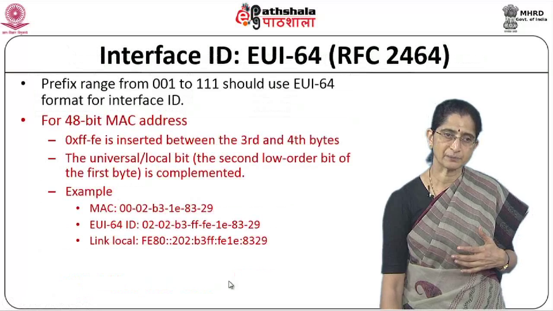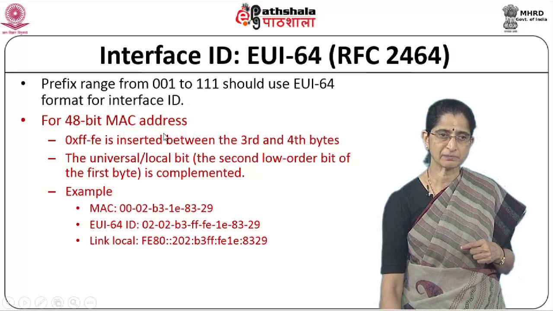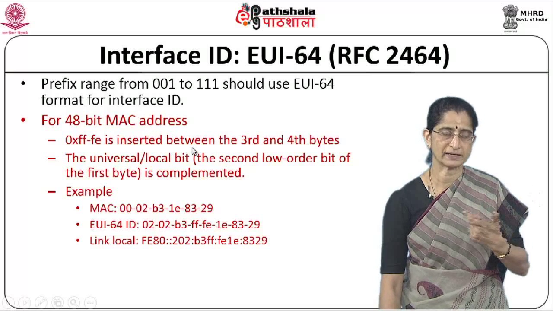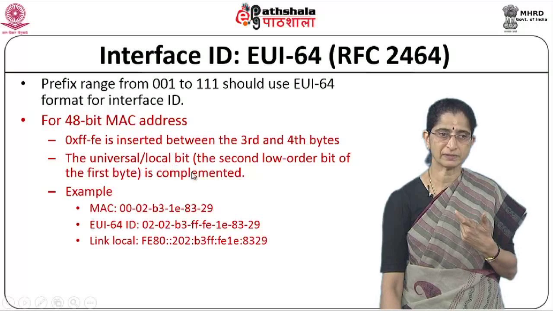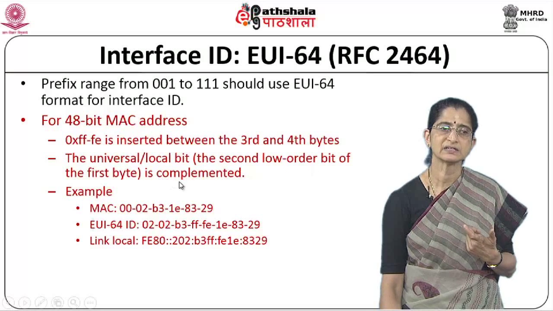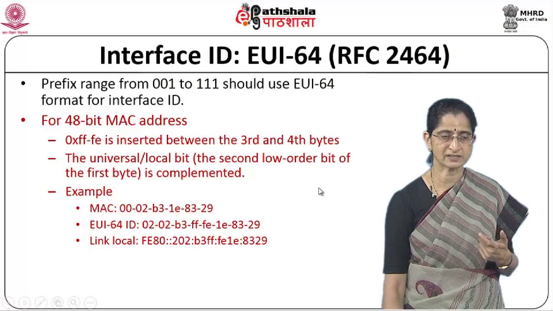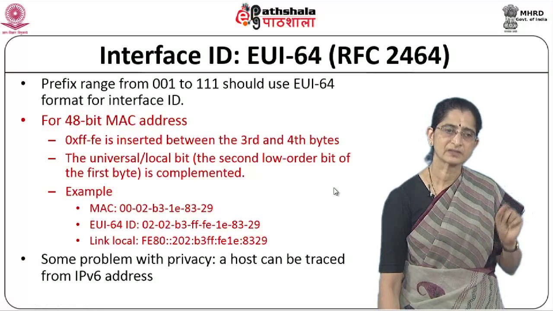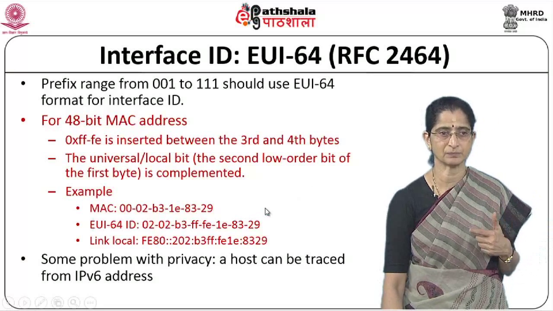So this EUI-64 that we talked about extends your interface ID to 64 bits. For a 48-bit MAC address, what is normally done is that it's split into two 24-bit halves, and between the third and fourth bytes a particular pattern is inserted, and then the universal or local bit, which is the second lower order bit of the first byte, is complemented. You can work this out and see how the addresses get assigned. The only problem with this kind of addressing scheme is that since the host address is specified as such, a host can be traced from the IPv6 address. So that is one point to note.